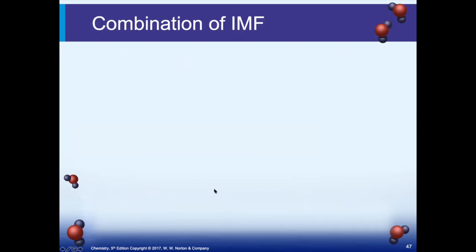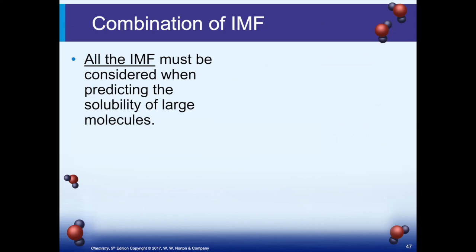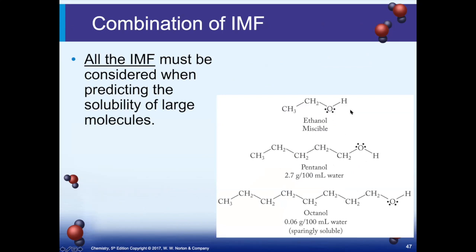Now sometimes it's not as simple as saying polar solutes dissolve in polar solvents, because you have to take into account all of the intermolecular forces in play. All the intermolecular forces must be considered when you're predicting the solubility of a large molecule. That can be seen with different types of alcohol, and if you take organic chemistry, you'll learn what I mean. An alcohol is a classification of organic compounds characterized by an OH group. Any organic molecule that has an OH group in it is an alcohol.